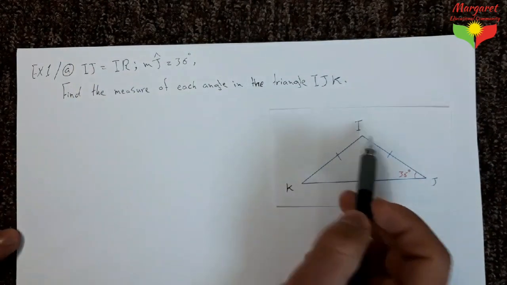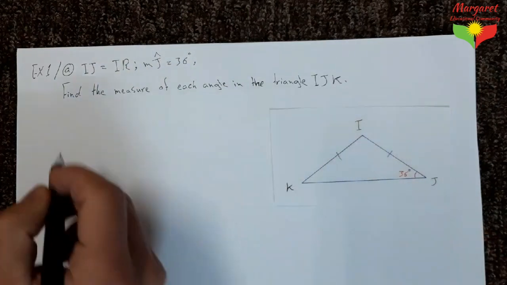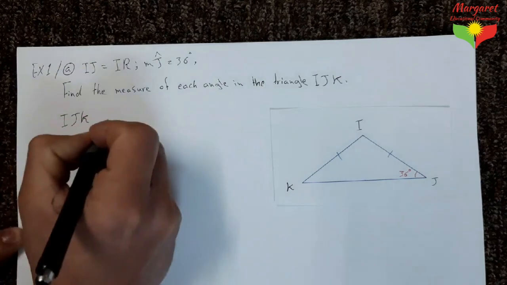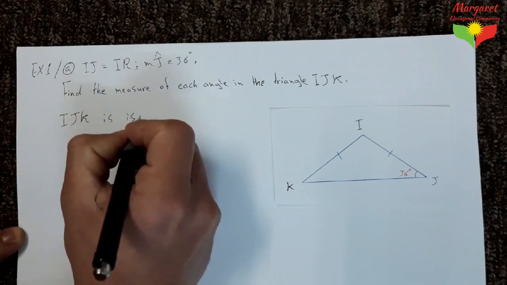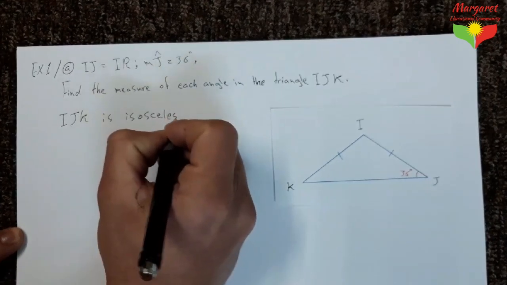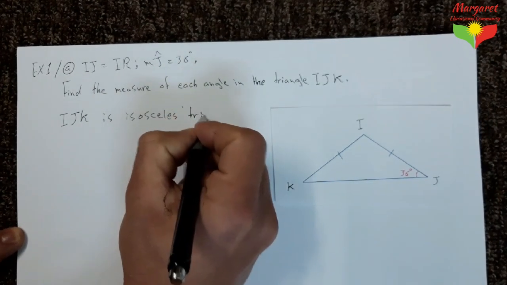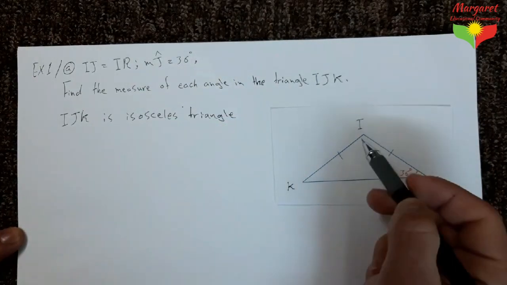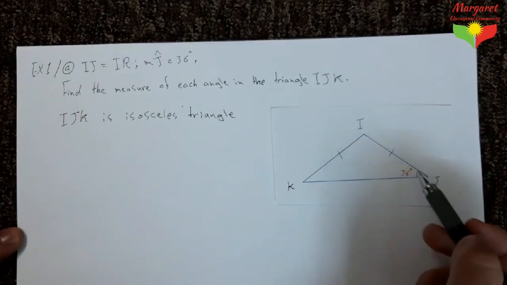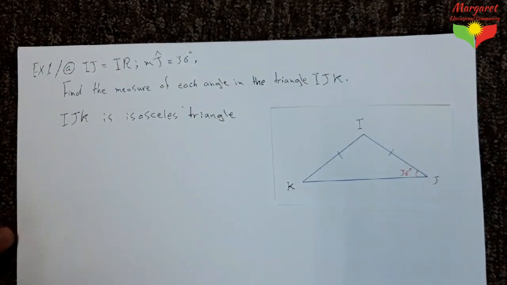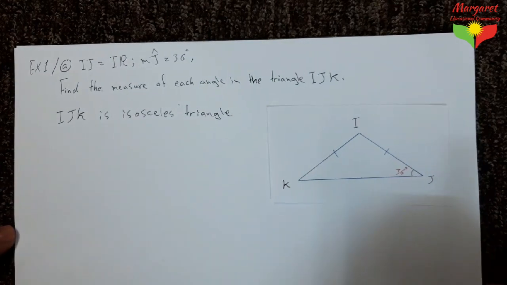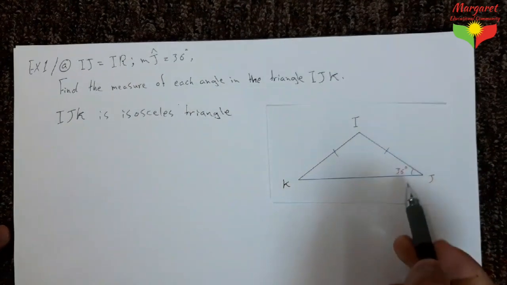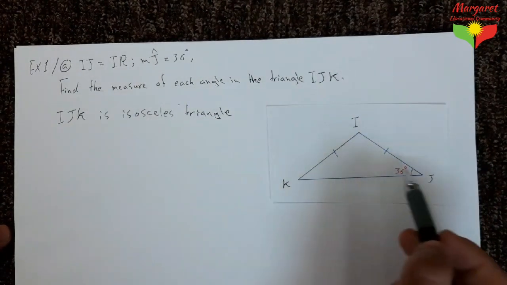Given that IJ equal to IK, so IJK is an isosceles triangle since it has two congruent sides. And from the first property of isosceles triangle we say that the angles opposite the congruent sides are congruent.